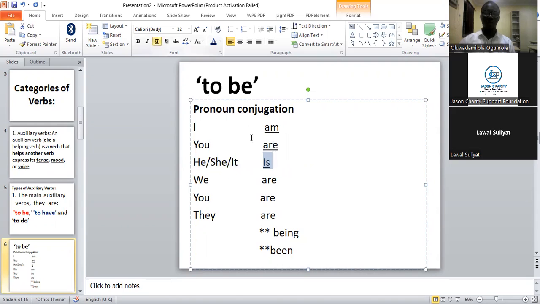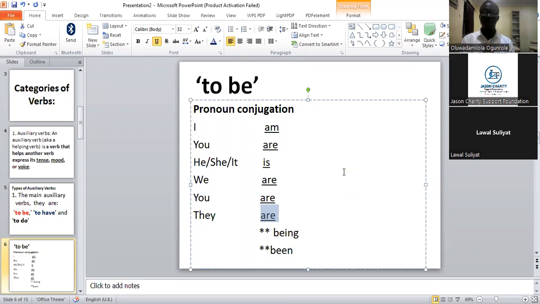And moving up from there, we can have the first person plural, that is we. So you use are there, you say we are, and when it comes to you, you also say you are, and when you come to the third person plural, you say they are. So which means anytime you are using any of these pronouns, you know the form of the verb to be that you're using with them.